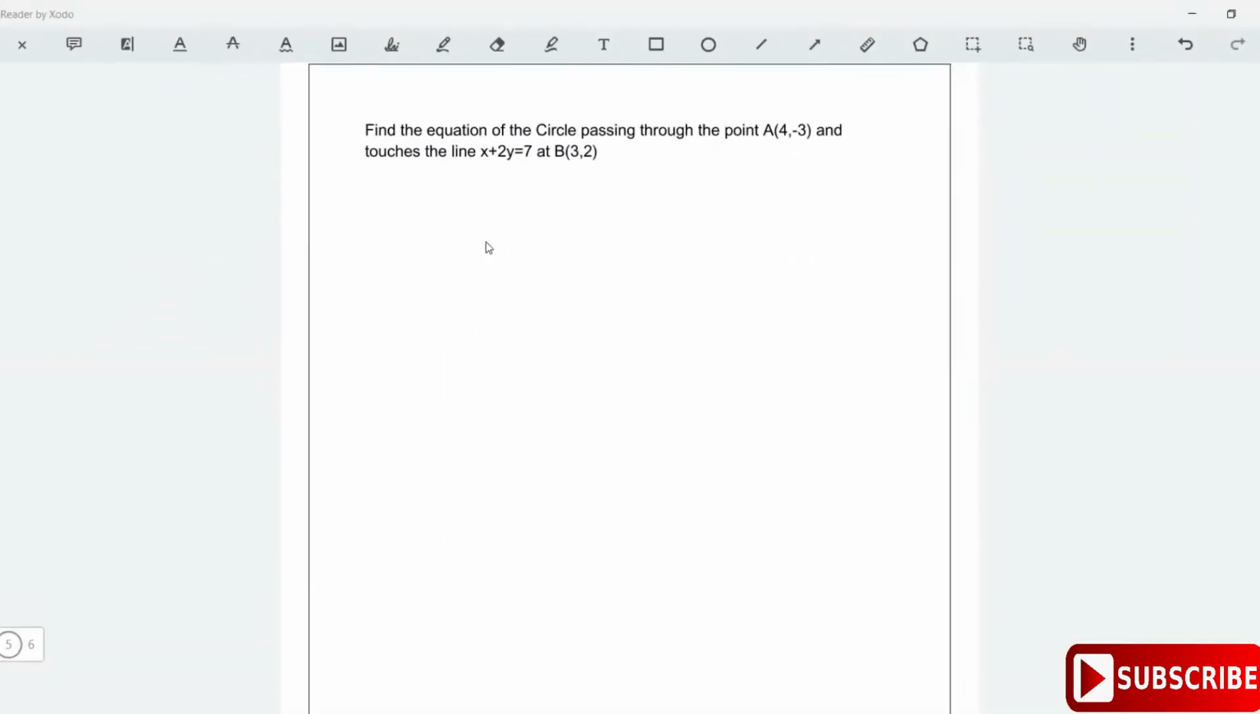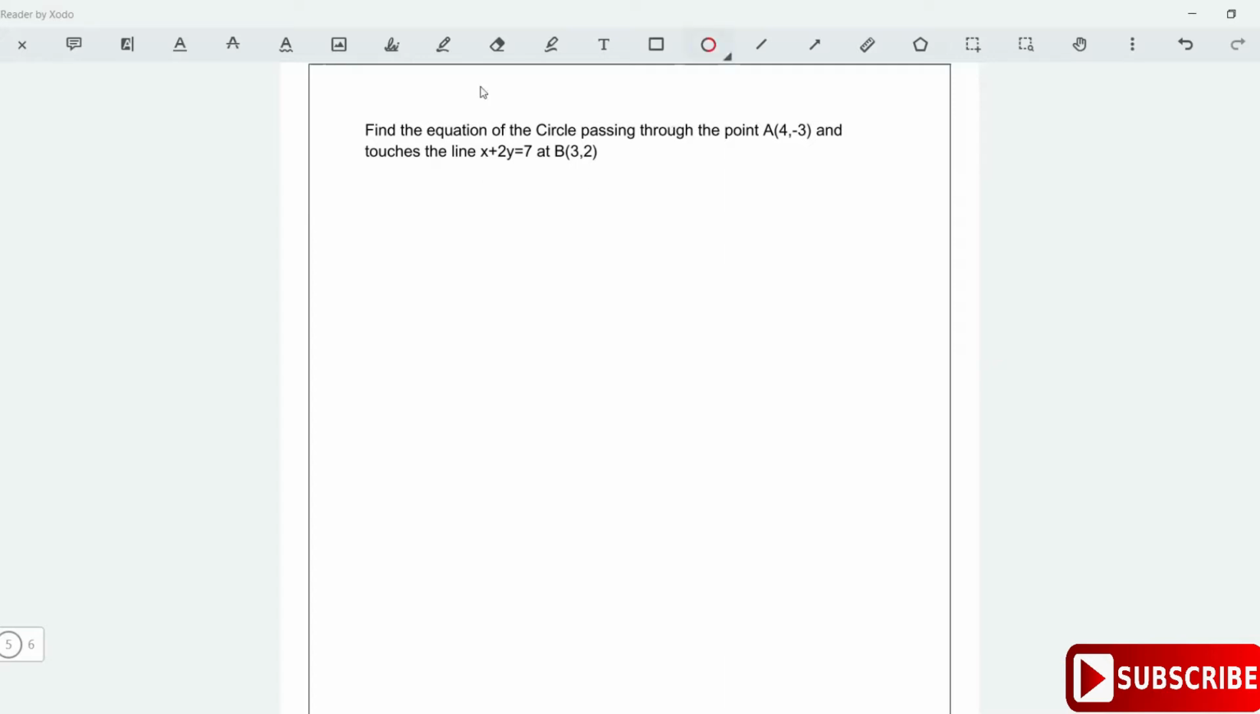Let's look at this question here. It says, find the equation of a circle passing through the point A, which is (4, -3), and touches the line x + 2y = 7 at B, which is (3, 2).